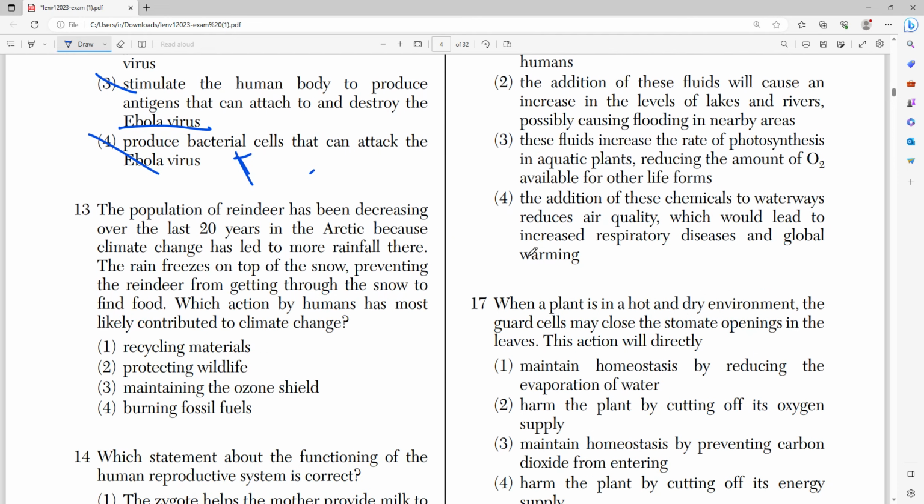Moving on to number 13, the population of reindeer has become decreasing over the last 20 years in the Arctic because the climate change has led to more rainfall there. The rain freezes on top of the snow, preventing the deer from getting through to the snow to find food. Which action by humans has most likely contributed to climate change? Guys, recycling materials is helping it. Protecting wildlife is also helping it. Maintaining the ozone shield is also helping it. Burning fossil fuels is the only negative thing that happens here. We need ozone. Protecting wildlife is positive. Recycling is also positive. Burning is the only negative choice.